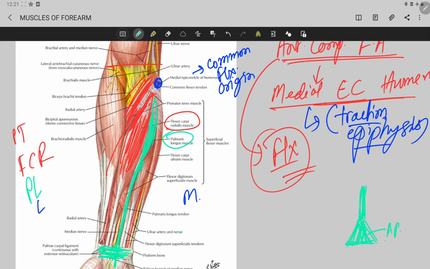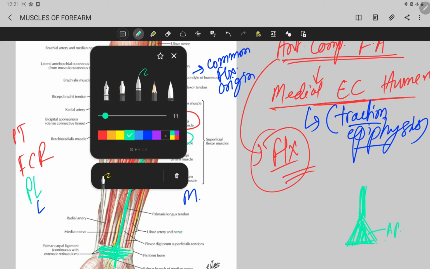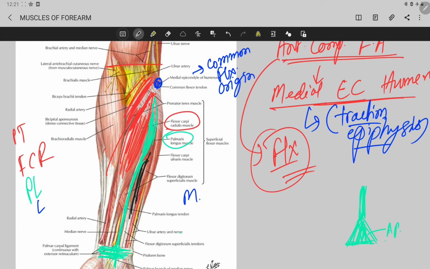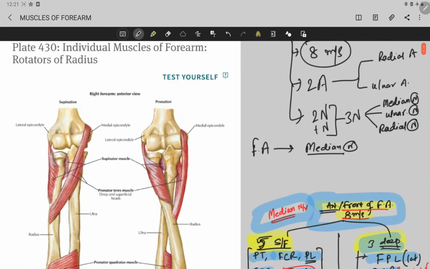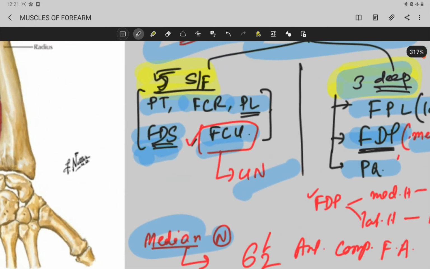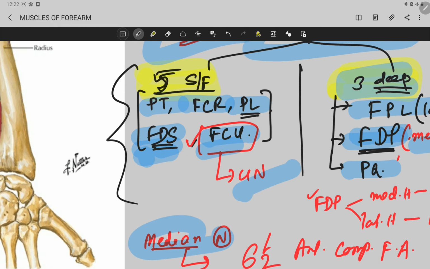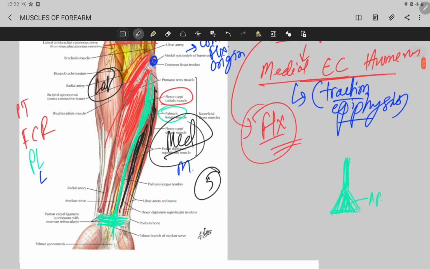flexor digitorum superficialis. This muscle is flexor digitorum superficialis. Here you can see the flexor digitorum superficialis. And lateral to this flexor digitorum superficialis you can see flexor carpi ulnaris. This one. So from lateral to medial, the 5 superficial muscles you can see. I already told about these 5 superficial muscles. So let's discuss its organization. From lateral to medial you can see the 5 superficial muscles here.